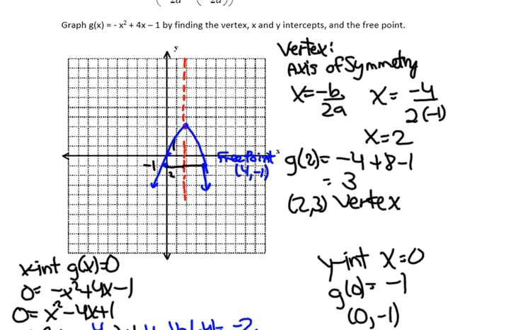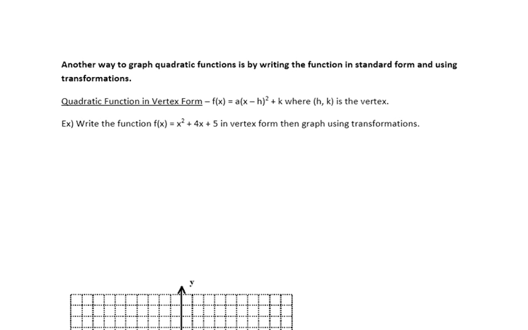But for college algebra, I'm going to show a different way to do this. We would like to be able to use transformations because we've talked about transformations prior to in this course. Well, the quadratic function in vertex form is f(x) = a(x - h)^2 + k, where (h, k) is the vertex. Now, right now, this is in general form. I want to get this to vertex form.